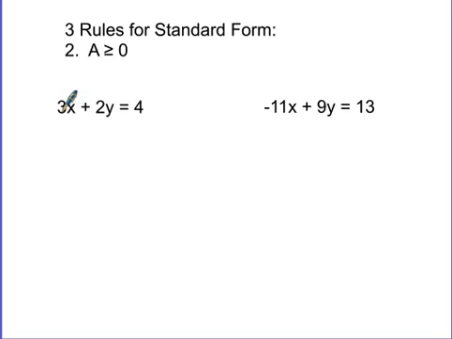And so this one's okay. This one meets that definition, right? It's got a number with it, and the number is bigger than 0. So we're good on this one. This one's in standard form. But what about this one? This is a negative 11x.